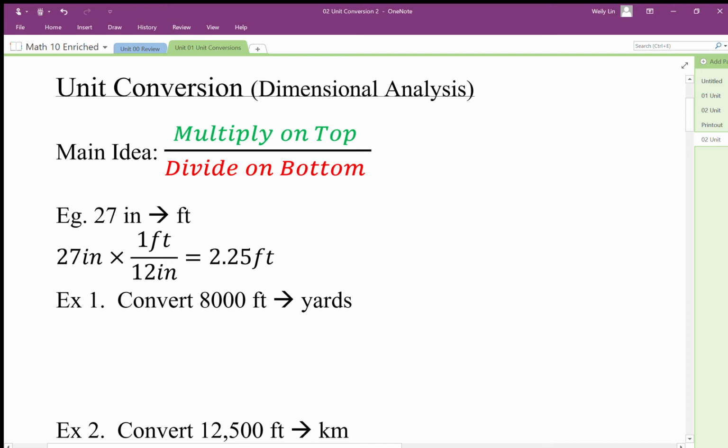So an example here, if I want to convert 8,000 feet into yards, I want to use my conversion factor of 1 yard equals 3 feet. Okay, the feet cancel out and I'm going to be left with yards. So if I do 8,000 divided by 3, I get 2,666.6 repeating. And the units are yards, and I can see that clearly with the units left over.